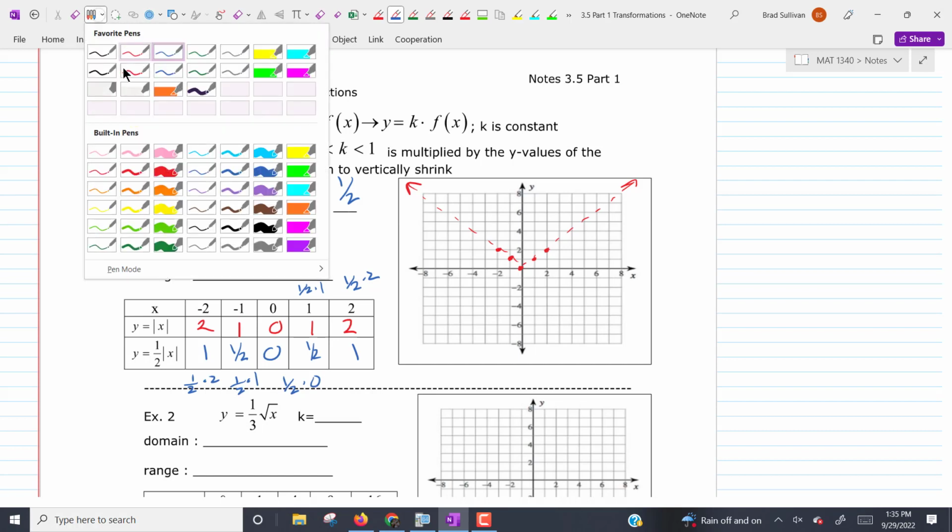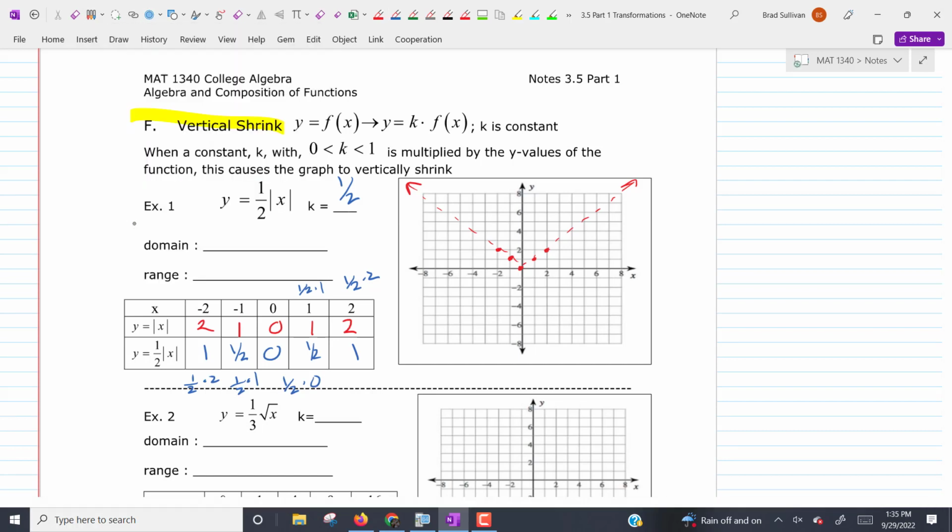Okay, so go ahead and plot your points. So we have -2, 1. We've got -1, 1/2. Just estimate it. 0, 0. Then we got 1, 1/2. Then you got 2, 1, like that. Okay, just kind of connect the dots into that same kind of V shape like that.